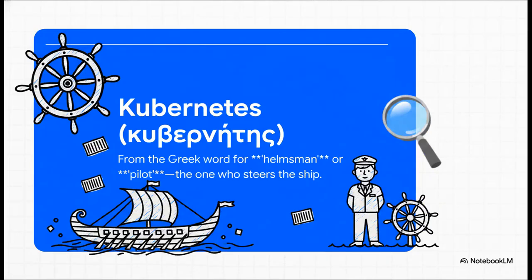The name itself actually gives us a massive clue about what it does. It comes from the ancient Greek word for a helmsman, or a ship's pilot, the person who's actually steering the vessel. And that's exactly what Kubernetes is. It's the pilot for your entire fleet of containers.